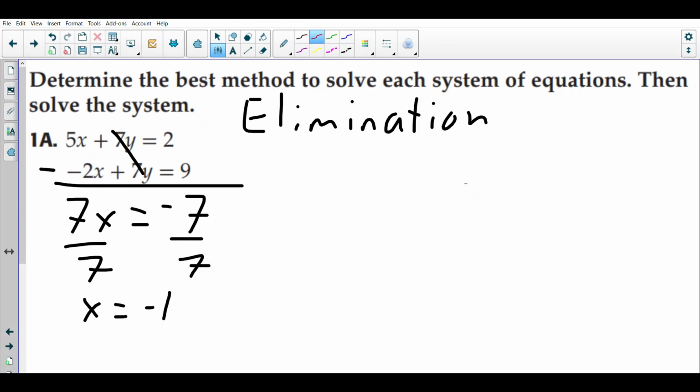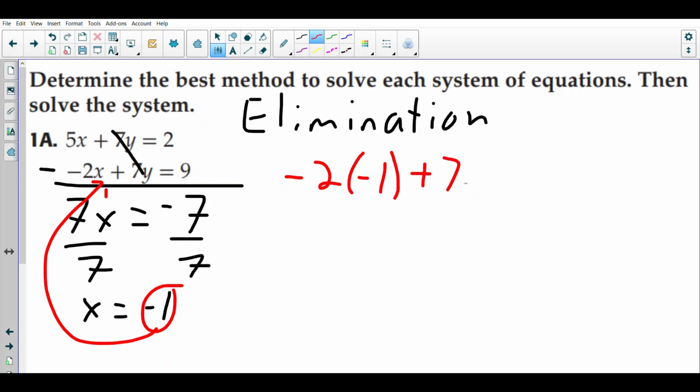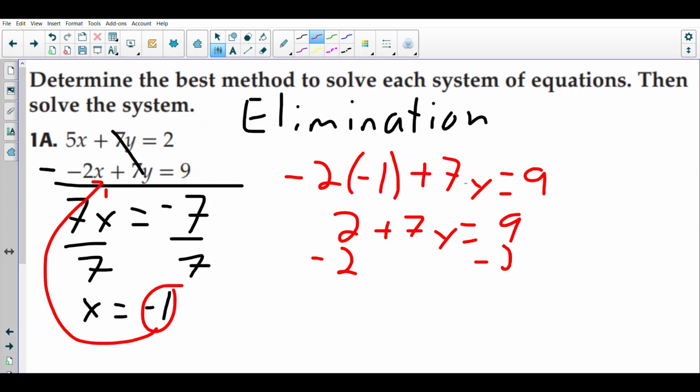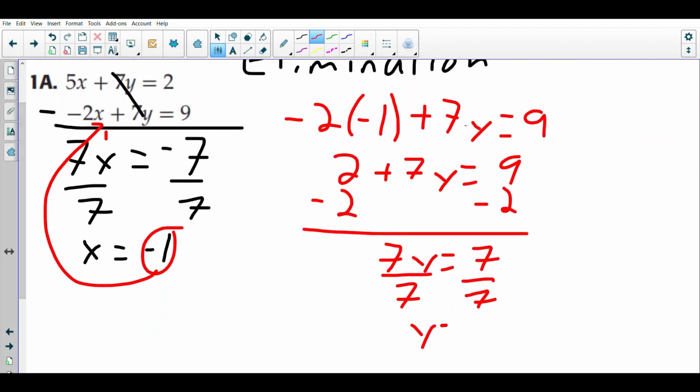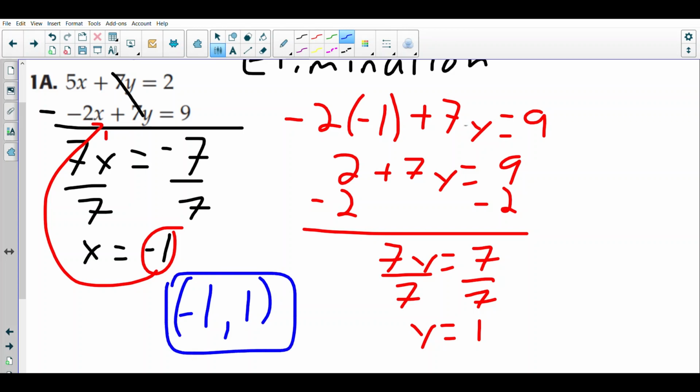I'm going to plug it back in somewhere. It doesn't really matter where, as long as it's for the x. I'm going to plug it in right there. Negative 2 times negative 1 plus 7y is equal to 9. 2 plus 7y is equal to 9. Subtract 2, 7y equals 7. Divide by 7. So y is equal to 1. So final answer is negative 1, 1. So now we're just learning to identify which one is going to be the most useful to us, and you'll have a couple of chances in the homework to practice this.